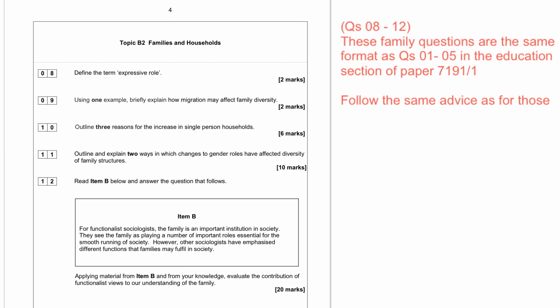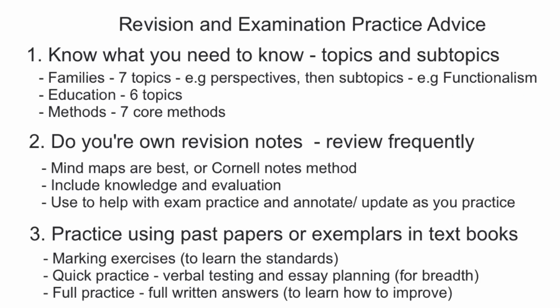And for your topic section, ignore all the other topics. You're only doing the 5 questions for families and households, and the structure for this section is the same as the structure for the education section of the education exam. So you've basically got 5 questions, and the action words are the same, in the same order as for the education section, so follow the same advice. See, maybe the examiners don't hate you that much after all. Maybe they're trying to be kind here.